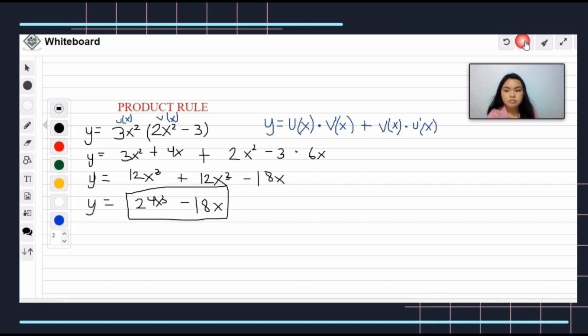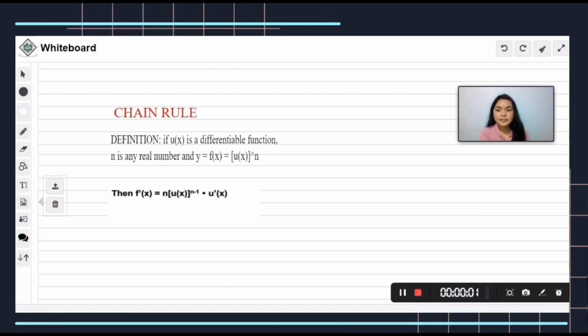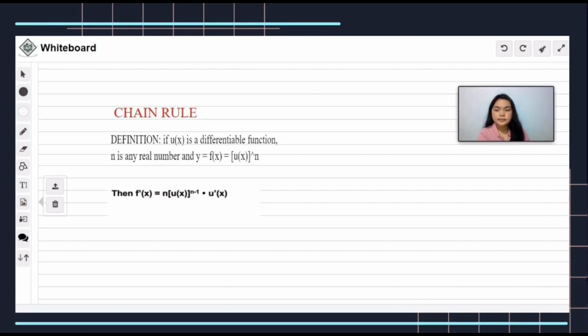This will become the final answer since the last rule in additional rules of derivatives is chain rule. The definition of chain rule is if u of x is a differentiable function, n is any real number, and y is equals to f of x equals to square bracket of u of x raised to n.